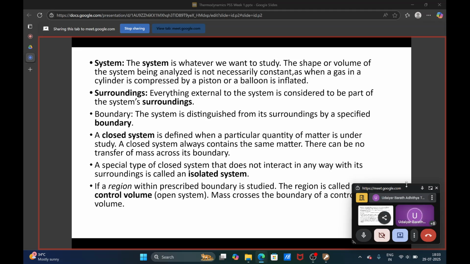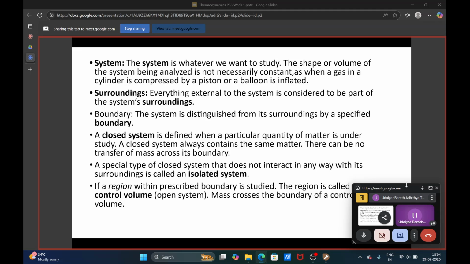Then boundary is the one which separates these two. The one which you are considering as a system and trying to analyze, and which is separating this from the environment, you call the boundary. And anything crossing this boundary is what we'll be looking at as energy in motion. So heat or work which is transferring across the boundary, that will be our only focus.